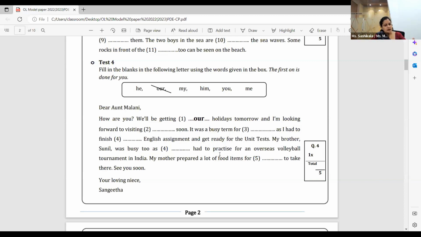Dear Malani, how are you? We'll be getting our holidays tomorrow and I'm looking forward to visiting you soon. It was a busy term for me as I had to finish my English assignment and get ready for the unit tests. My brother Sunil was busy too as he had to practice for an overseas volleyball tournament in India. My mother prepared a lot of food items for him to take there. See you soon, your loving niece, Sangeeta.